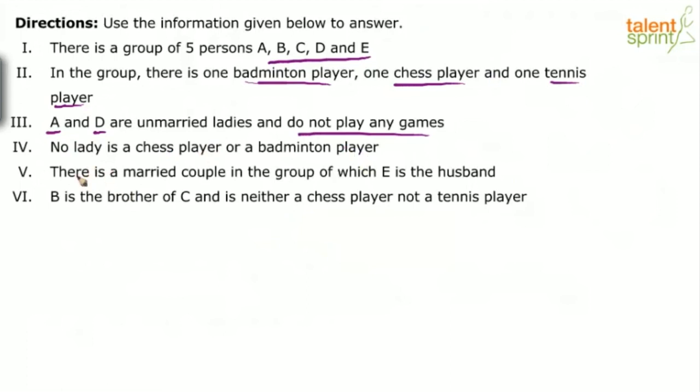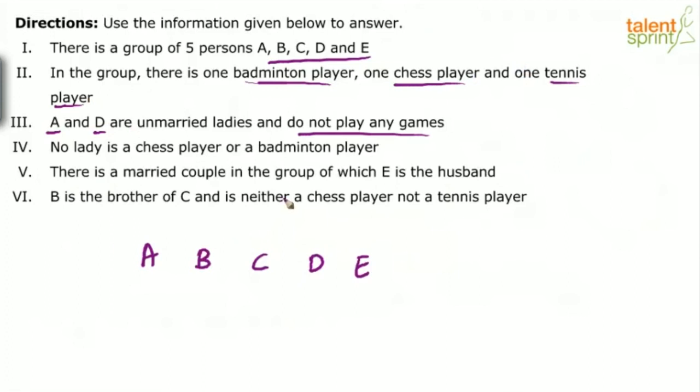That's another point. There's a married couple in the group of which E is the husband. So there's one married couple of which E is the husband. And then he says B is the brother of C and is neither a chess player nor a tennis player. So what do we do? A, B, C, D, E. Okay. 5 persons. Now there's one badminton player, one chess player, one tennis player.